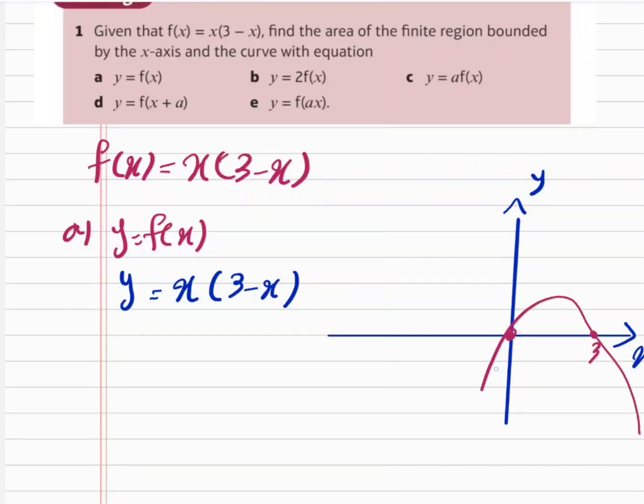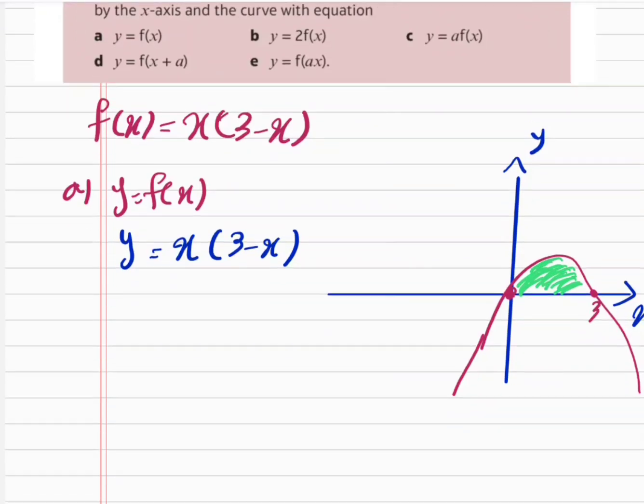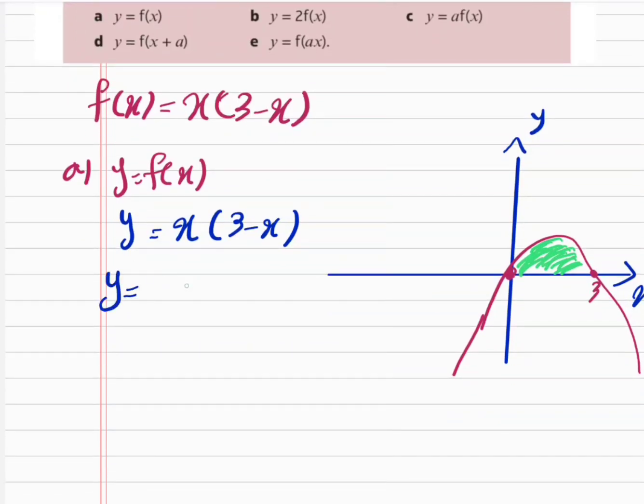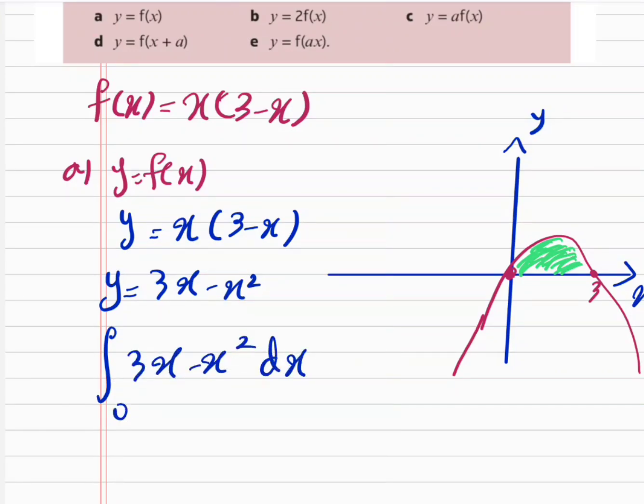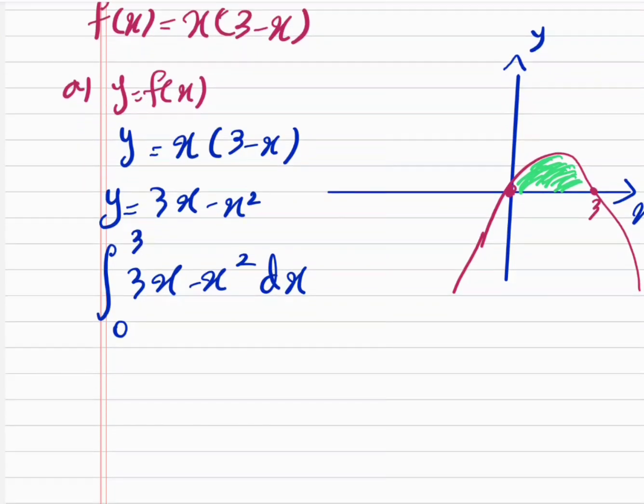Okay, so the region that is bounded between the curve and the x-axis is here. In part A, we want to find the area of this region. We can also expand the bracket, we get 3x minus x squared. So first, the area is the integral of 3x minus x squared dx, which is between 0 and 3.